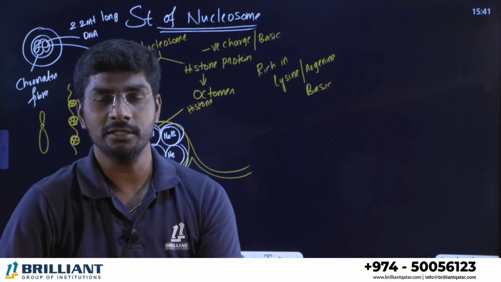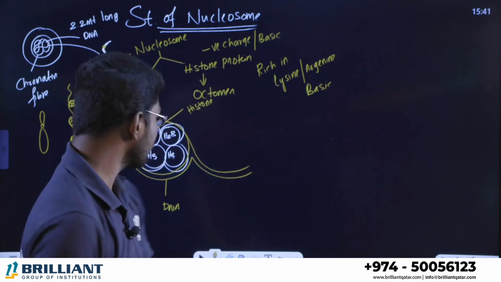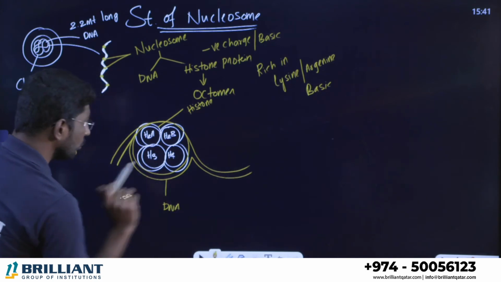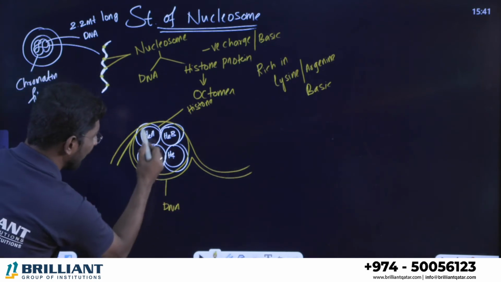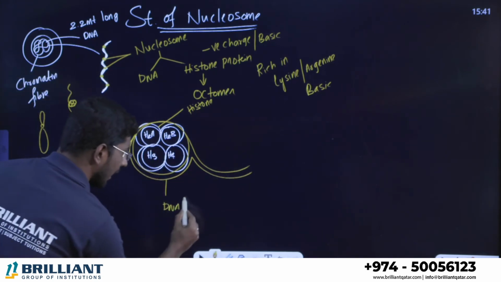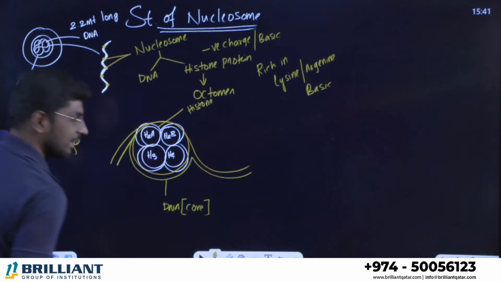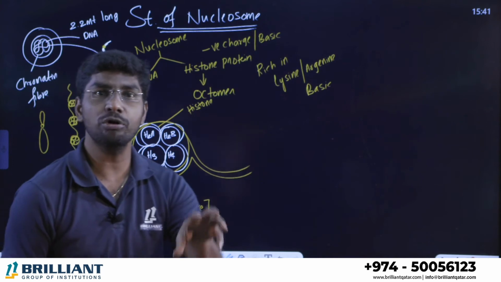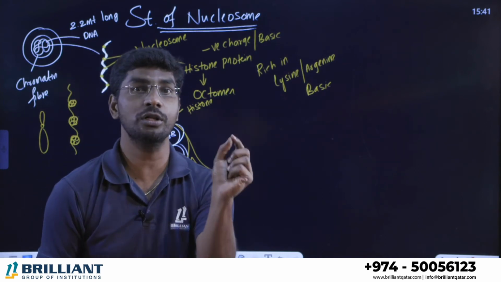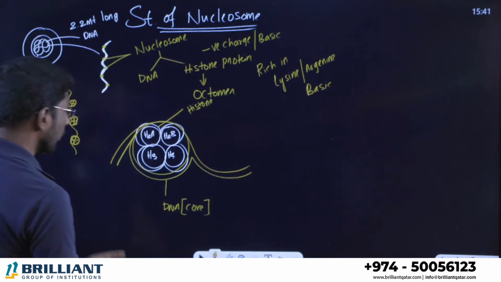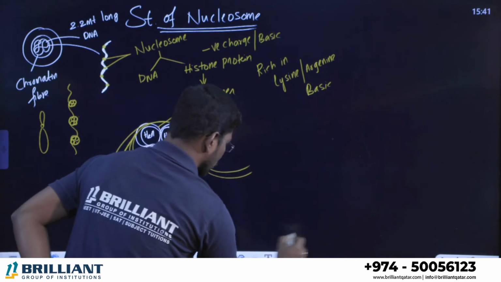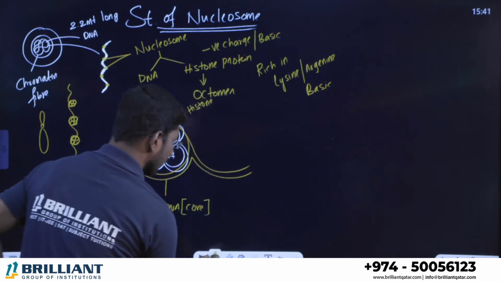Histone proteins. Now, if you look at this structure, there are two things here. This is a DNA which wraps around the histone protein. That DNA we call core DNA. The DNA which wraps around the histone octamer we call the core DNA. One more nucleosome, one more histone protein is there. Yes or no, students? Here, one more histone is there.